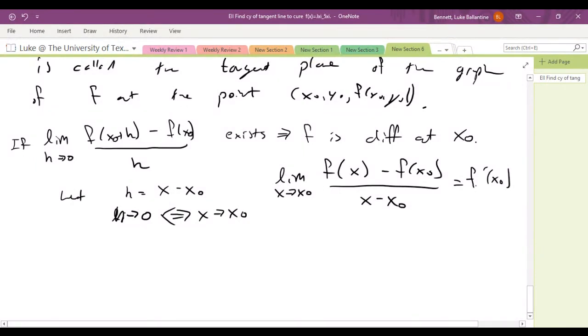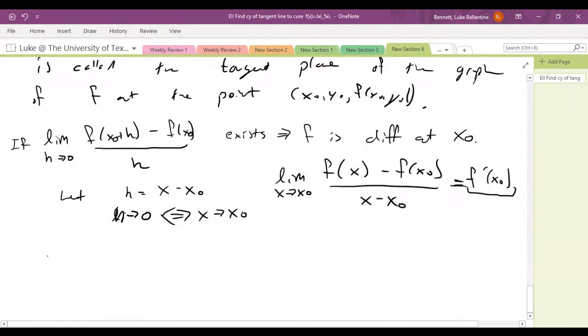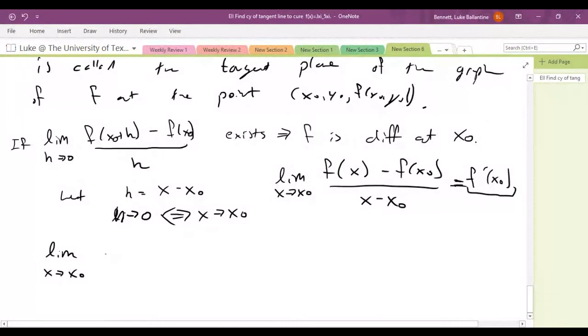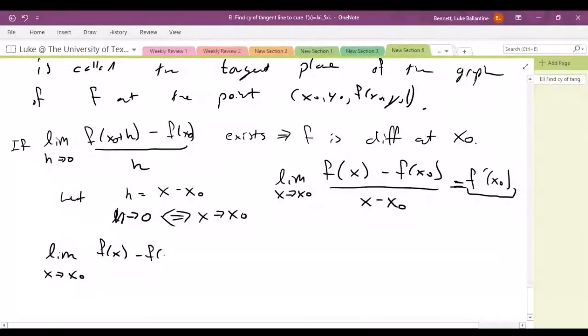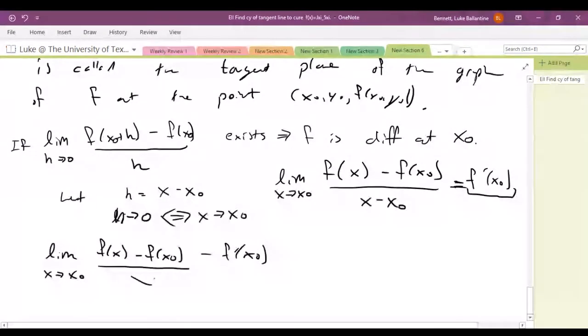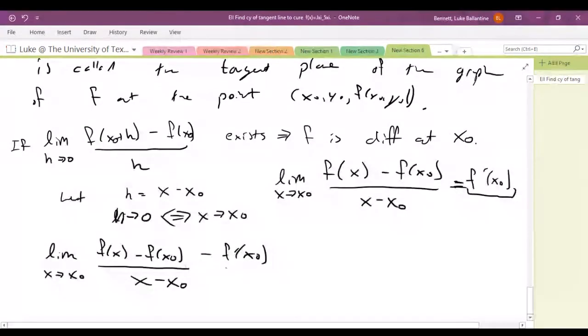So this is an equivalent statement of differentiability for a function of one variable. Now, this is just a number, right? This is an equation, so I can just subtract it over. Another equivalent statement is the limit as x approaches x naught of f of x minus f of x naught minus f prime of x naught over x minus x naught. I'm just going to multiply this by x minus x naught over x minus x naught, so I have a common denominator.